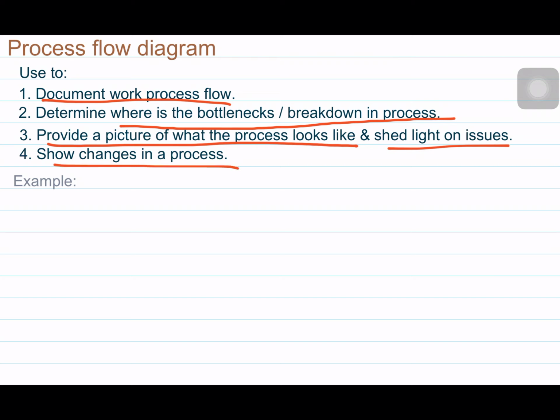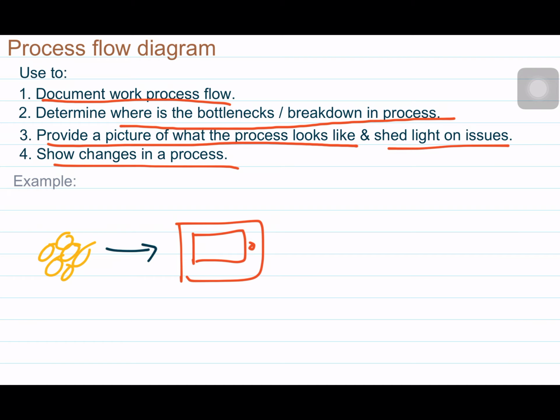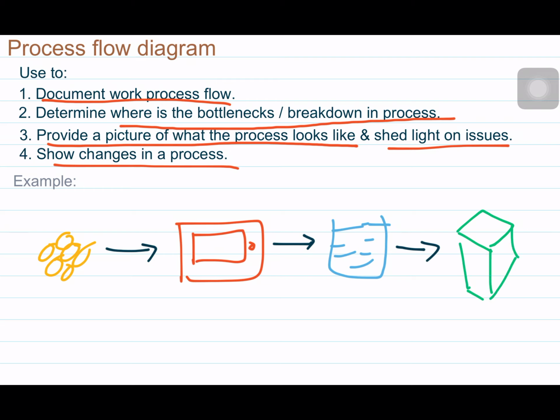So now I will give an example based on this process flow diagram. First is the raw material extraction. This is the coffee bean, and after this is the roasting process. After the roasting process is the brewing process, where we cook our coffee, and after that is the packaging production, just for example.